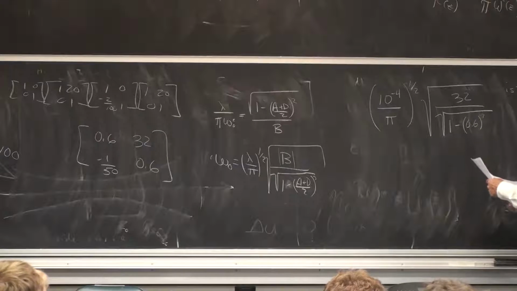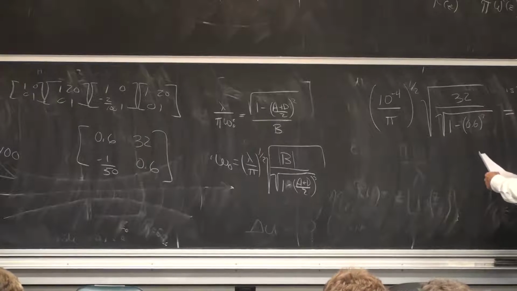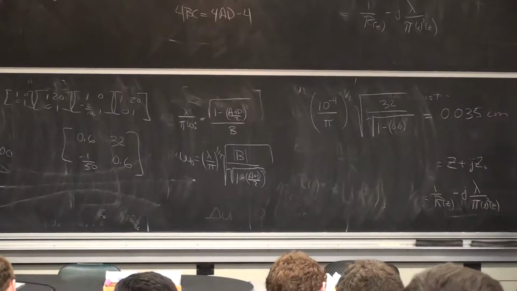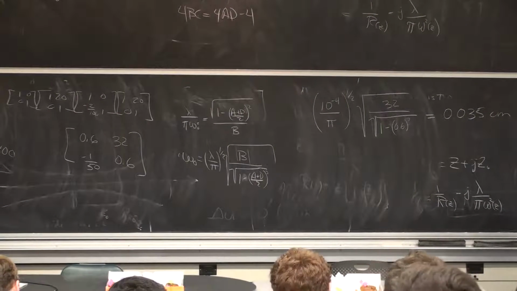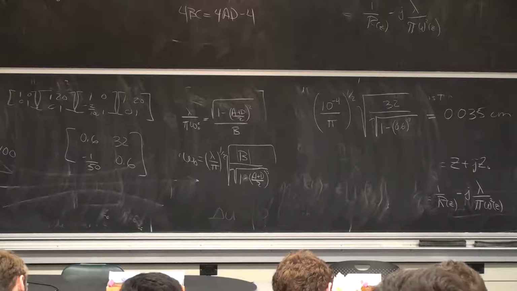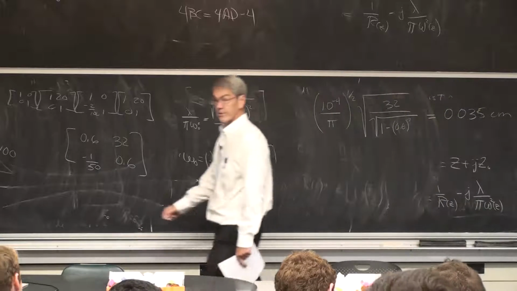Anyway, you get done with this, and you get a number. I got 0.035 centimeters, so 0.3 millimeters. Pretty small spot. That's fairly typical at a waist. So 350 microns. So that's how big the beam is right there.